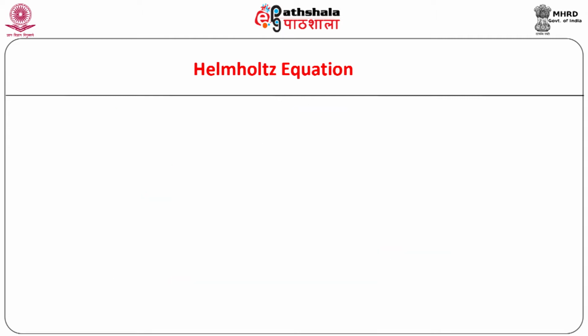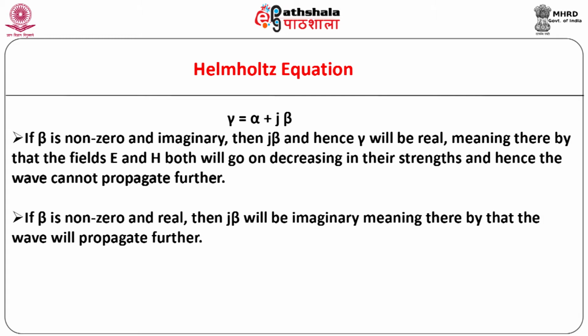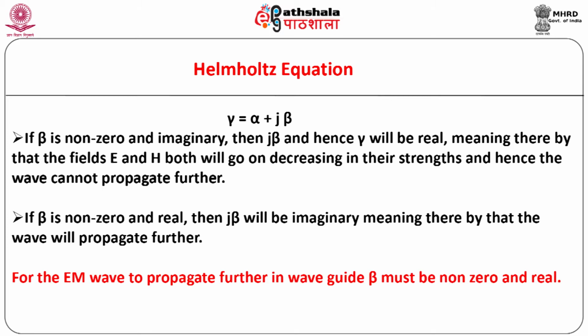At this stage itself, we note that gamma is equal to alpha plus j beta. If beta is non-zero and imaginary, then z beta, and hence gamma will be real, meaning thereby that the fields E and H both will go on decreasing in their strengths, and hence the wave cannot propagate further. Secondly, if beta is non-zero and real, then z beta will be imaginary, meaning thereby that the wave will propagate further. Thus, we note that for the electromagnetic waves to propagate further in a waveguide, beta must be non-zero and real.